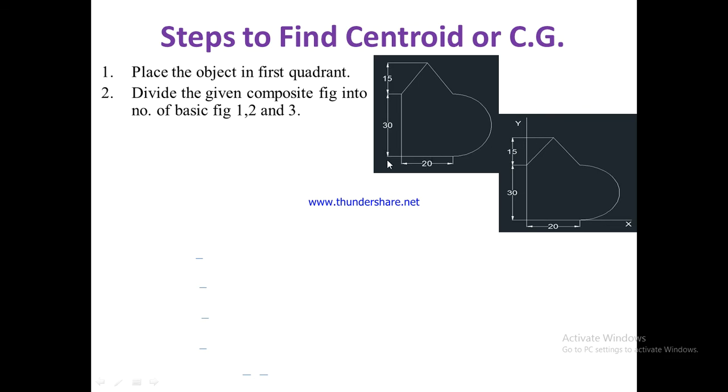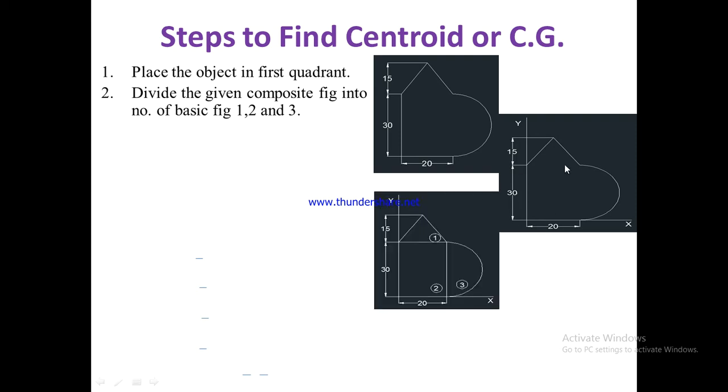What is the second step? Divide the given composite figure into a number of basic figures and name them 1, 2 and 3. In the exam you can get only 2 or 3 objects, a combination of 2 or 3 objects, which is called a composite figure. So the second step is to divide the object into basic figures. Just see, we have divided this figure into 3 objects. As I told you, the first one is a triangle, the second is a rectangle and the third one is a semicircle. So the second step is completed.